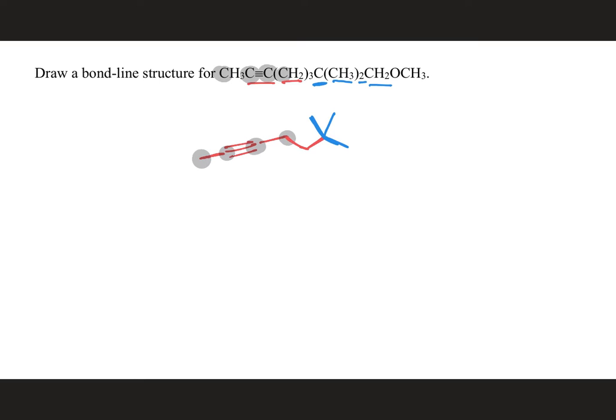Then we have a CH2. Let me do that. That'll be to there. And then an OCH3. So we have an oxygen and then a CH3. But it's a bond line drawing, so we leave that out. So there you go. Let's count the carbons here. We've got 1, 2, 3. And then this 3 makes 4, 5, and 6, 7, 8, 9, 10, and 11 carbons. And we've got 1, 2, 3, 4, 5, 6, 7, 8, 9, 10, and 11.